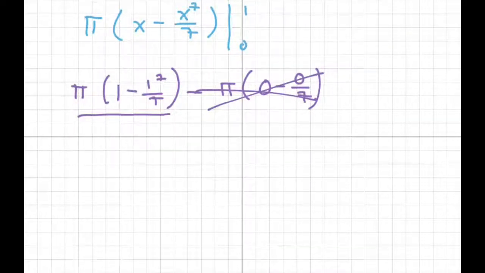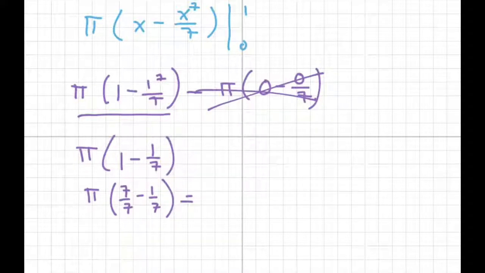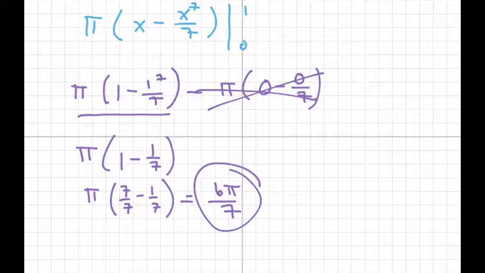So this is going to be pi times 1 minus 1/7, and this will be pi times 7/7 minus 1/7. So this is going to equal 6 pi divided by 7. And that's your volume.